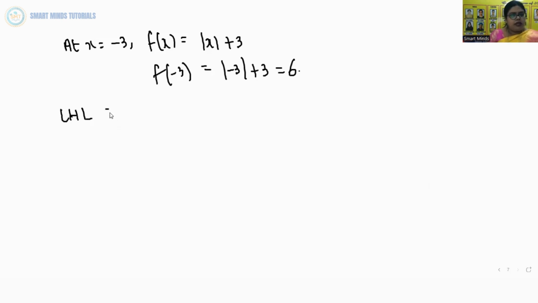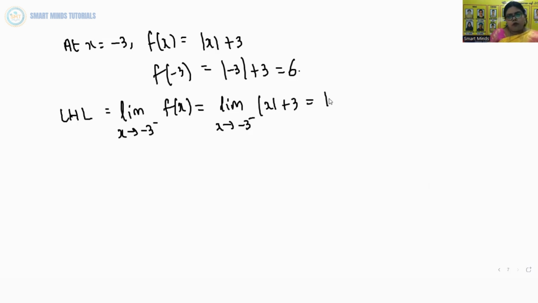Now what is left hand limit? How to choose left hand limit? This is the representation. Limit x tends to minus 3 minus f of x. So here we need to choose a function where x is less than minus 3. So what is the function over here? That is limit x tends to minus 3 minus mod x plus 3. So that is mod of minus 3 plus 3, which is equal to 3 plus 3, that is 6.